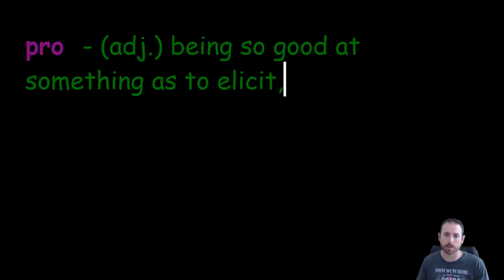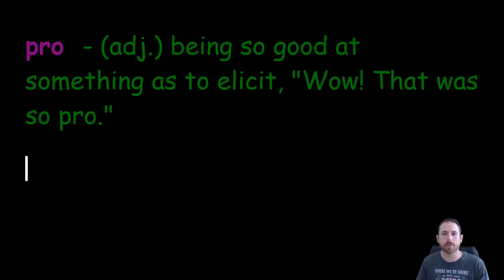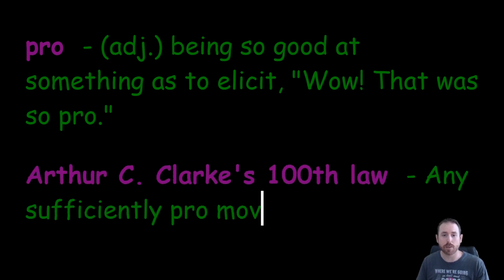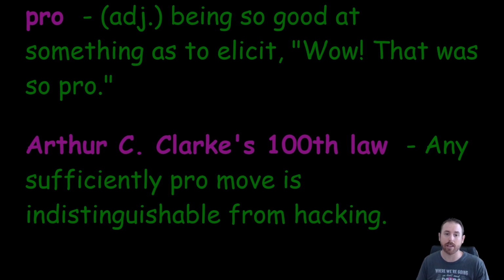Programming comes from the root words pro and gramming. Pro, meaning to be so good at something as to elicit, wow, that was pro, from casual observers. This was made famous by Arthur C. Clarke's fourth law, which states, any sufficiently pro move is indistinguishable from hacking.